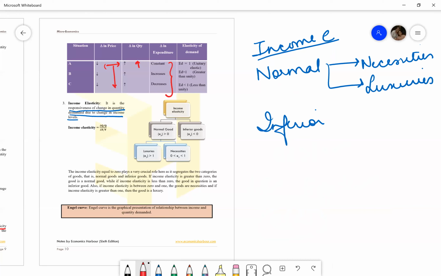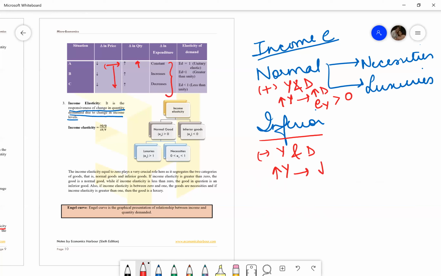In case of normal goods, there is a positive relationship between income and demand. So if there's an increase in income, there will be an increase in demand, and that implies that the elasticity will be positive and greater than 0. But in case of inferior goods, there is a negative relationship between income and demand, implying that if there is an increase in income, the quantity demanded will decrease.